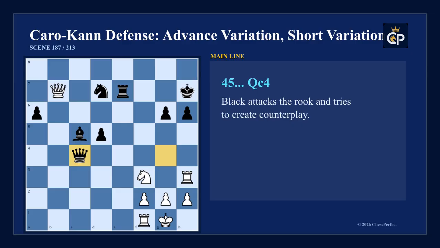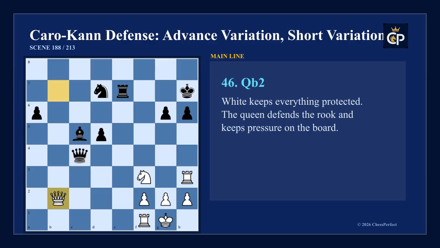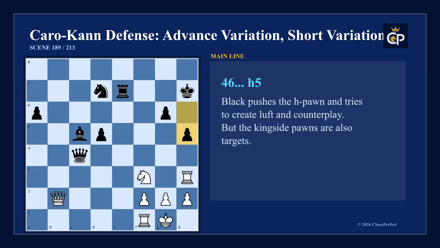Queen c4. Black attacks the rook and tries to create counterplay. Queen b2. White keeps everything protected. The queen defends the rook and keeps pressure on the board. h5. Black pushes the h-pawn and tries to create counterplay. But the kingside pawns are also targets.